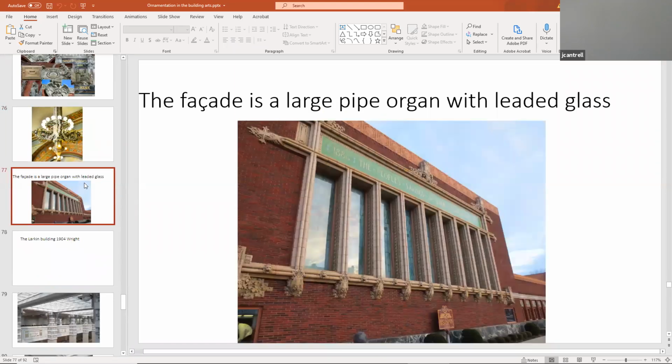It's interesting what a modernist does with a classical building. Of course, it's still classical because we're looking at the decorative elements adorning the facade, but this is like a large pipe organ with leaded glass in between the stone carved frames.